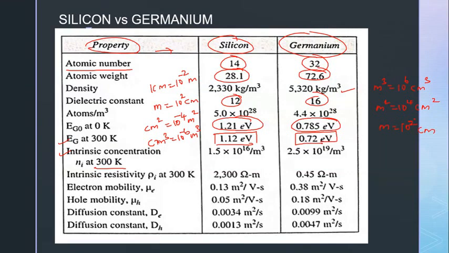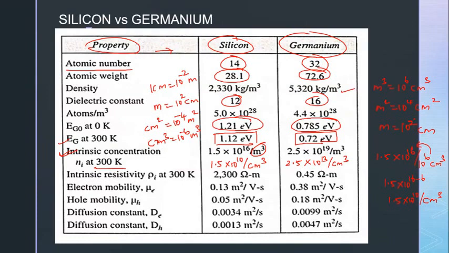Using this conversion, the intrinsic concentration of silicon, 1.5 into 10 power 16 per meter cube, is equivalent to 1.5 into 10 power 10 per centimeter cube. Because instead of meter cube, we express it as 10 power 6 centimeter cube; the next step is 1.5 into 10 power 16, and this denominator 10 power 6 goes up, so it becomes minus 6. So the answer is 1.5 into 10 power 10 per centimeter cube. So the intrinsic concentration of silicon can also be expressed as 1.5 into 10 power 10 per centimeter cube, and for germanium it is 1.5 into 10 power 13 per centimeter cube. Hope you got this point.